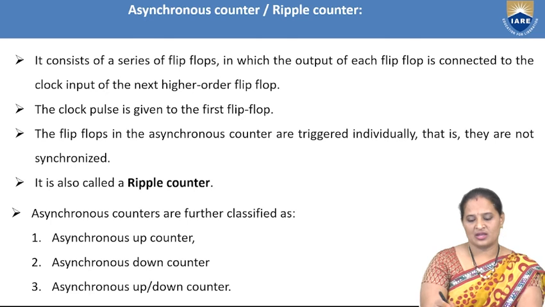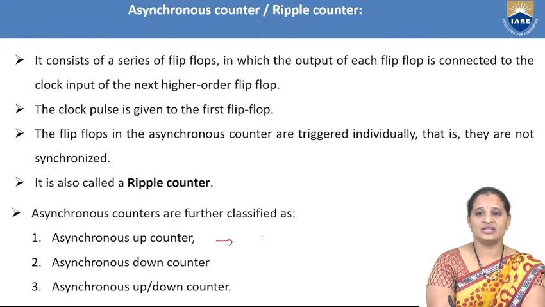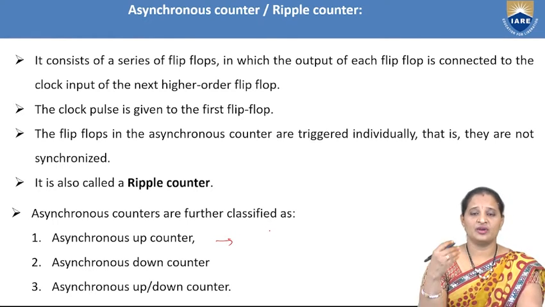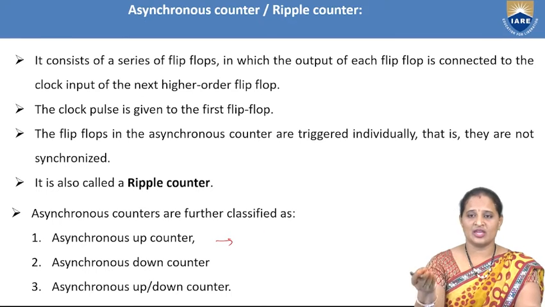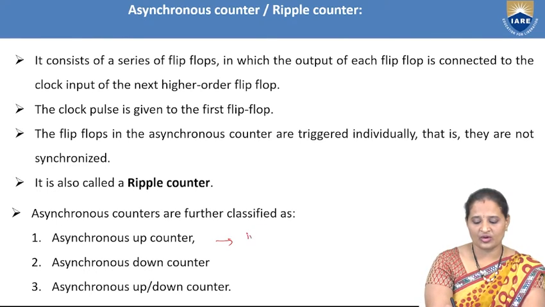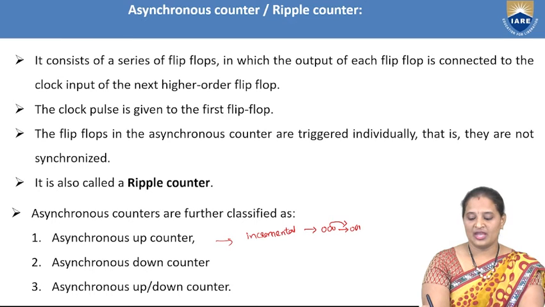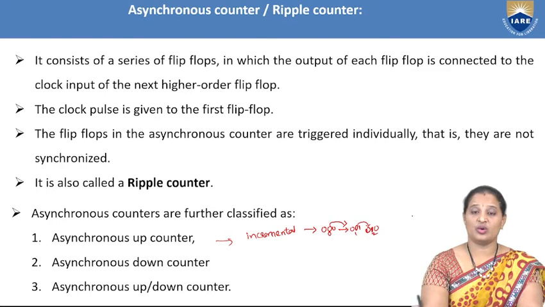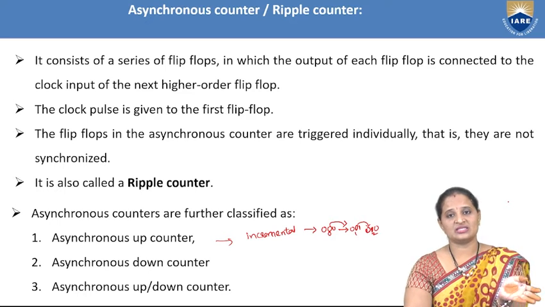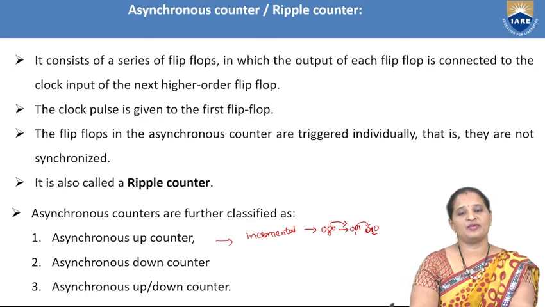As we all know, up counter means the counter counts the pulses in the incremental order. That means if initially the state of the counter is 000, during the next clock pulse it has to go to 001. Next, during the next clock pulse, it has to go to the next state 010. So what is the decimal equivalent here? 0, 1, 2 and so on.